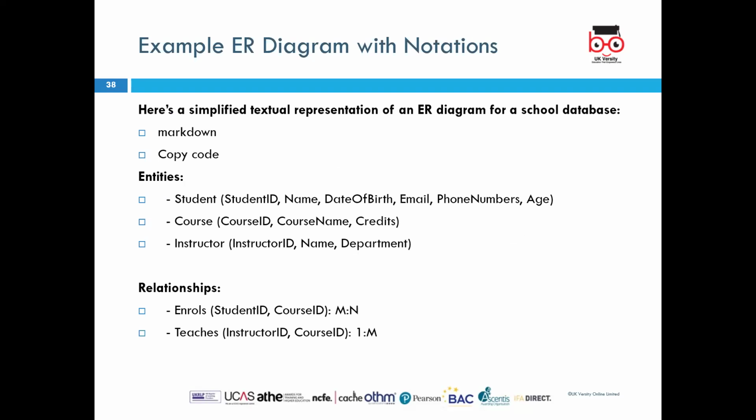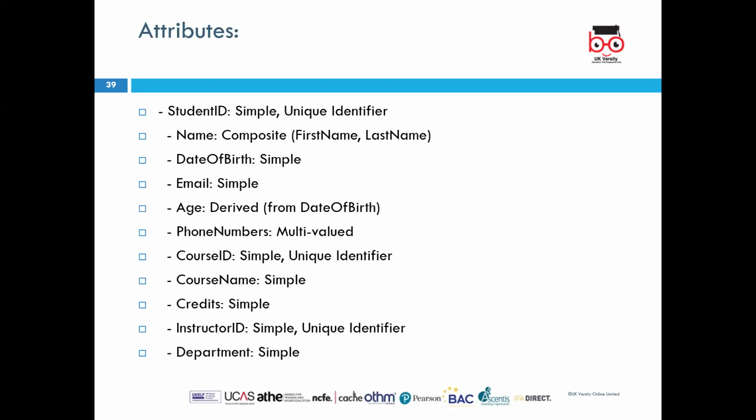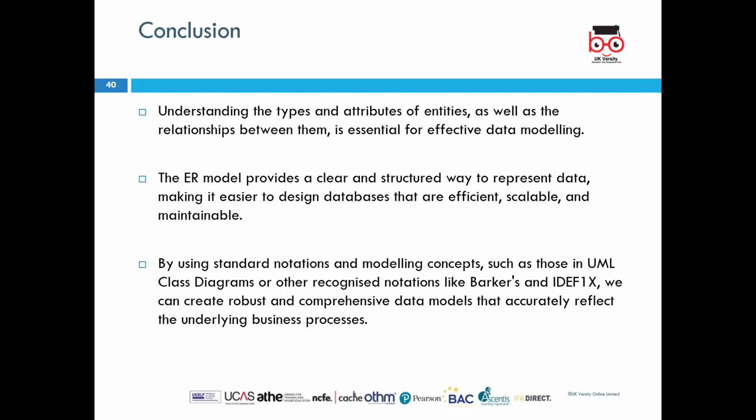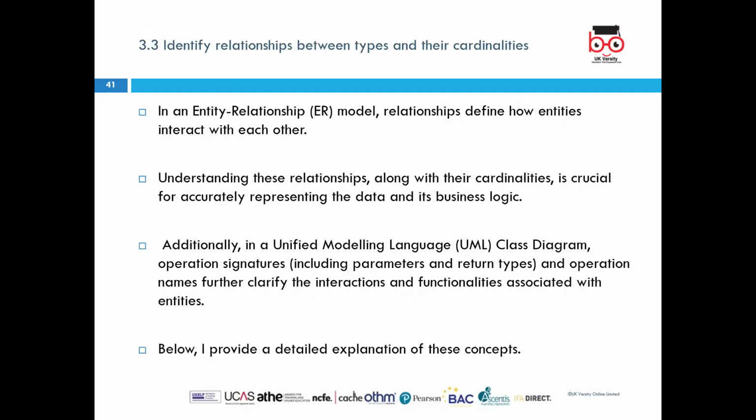So again, we have an example of an ERD diagram with notations, where we've been given our entity and relationship. And we also now have our attributes. Now we're going to identify a relationship between type and the cardinality.